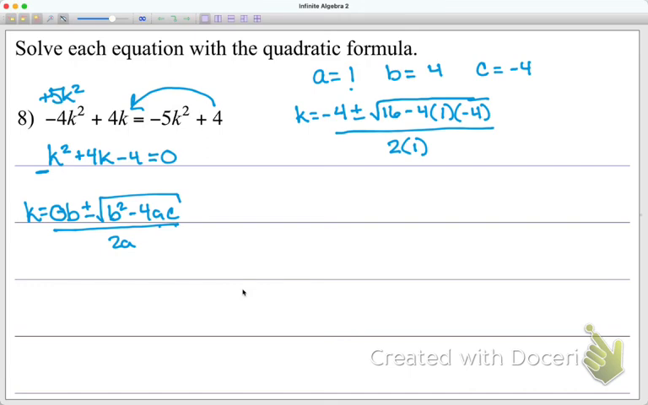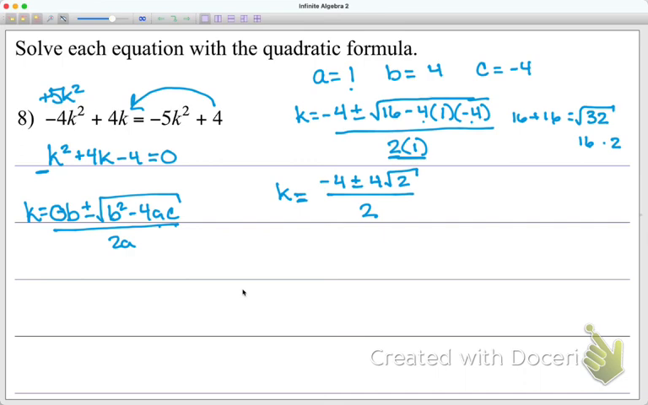So what is negative 4 times negative 4? 16. So I have 16 plus 16, which is 32. And now I need the square root of 32. But we just said that was 16 times 2, correct? What is the square root of 16? Okay, so I have negative 4 plus or minus 4 square root of 2 all over 2.